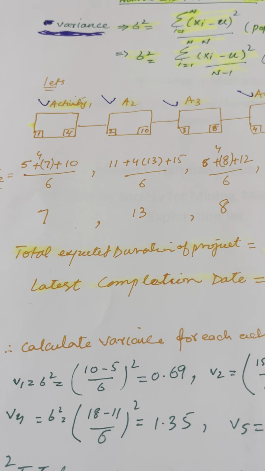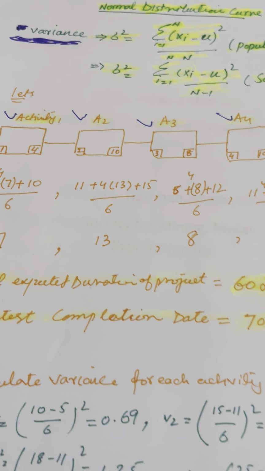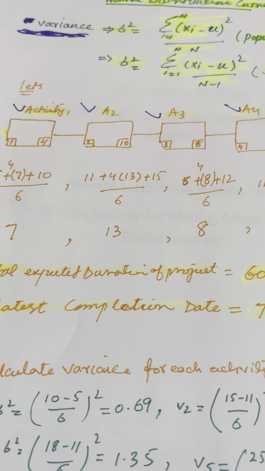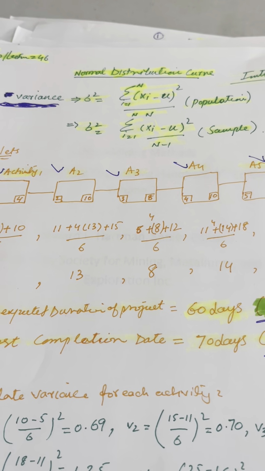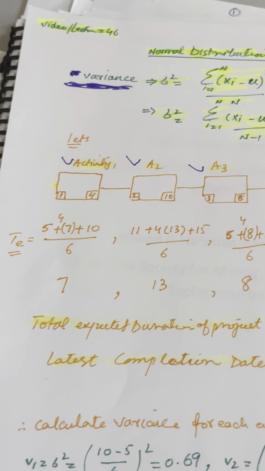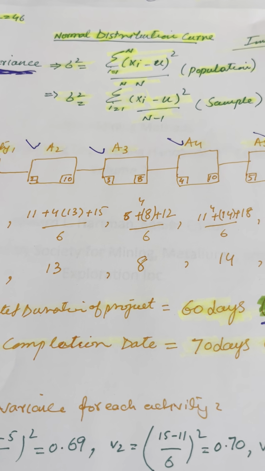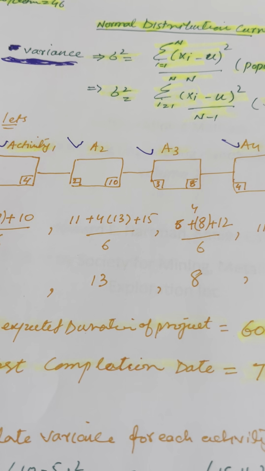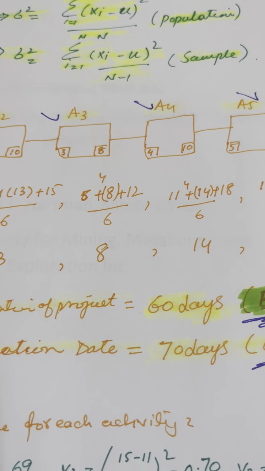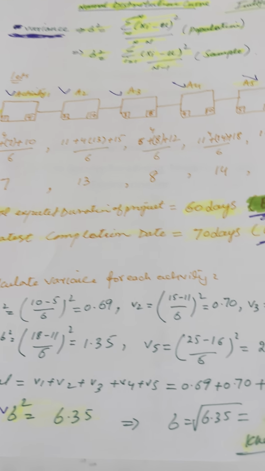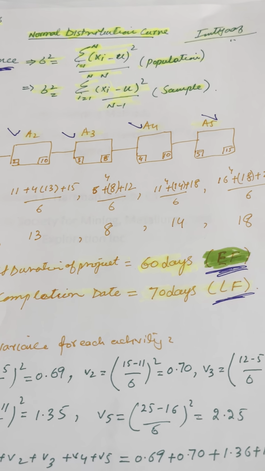So the total expected duration of the project was 60 days, and you can take this as the mean expected duration of the project, the earliest completion of the project, 60 days. And when you do the latest calculation from the back side, this is an example, let's say there is a 10 days slack, and the latest completion date of the project will be 10 days more, so it will be completed in 70 days.